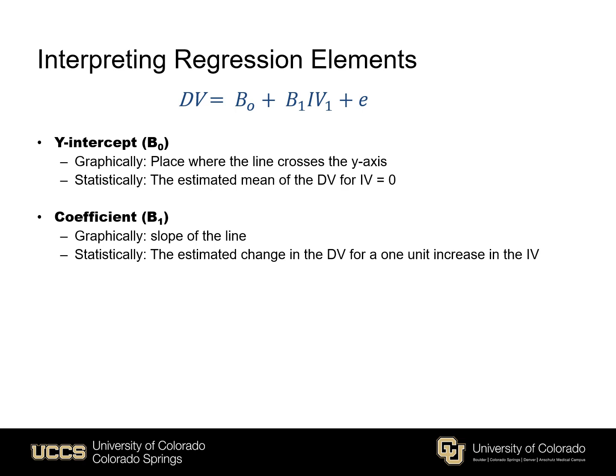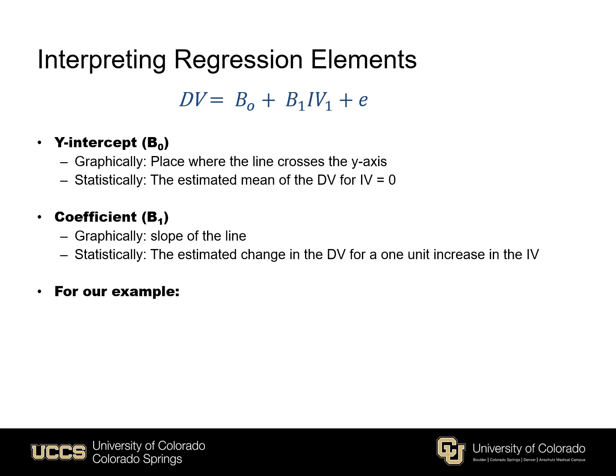For the coefficients, we can do the same. Graphically, we saw that in a simple regression, the single coefficient B1 is the slope of that scatter plot line. Statistically, the analog would be that the coefficient is the estimated change in the dependent variable for a 1 unit increase in the independent variable.